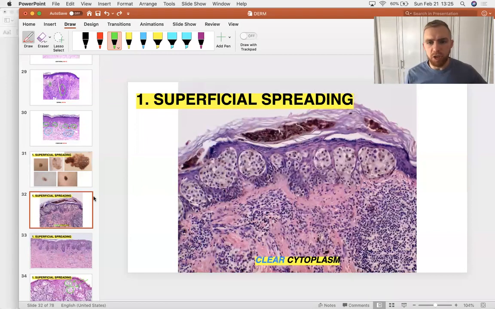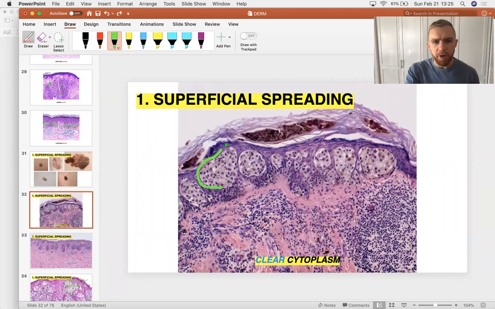So what do you see inside a melanoma? You see nests of melanocytes, and recall that melanocytes are relatively clear inside their cytoplasm. You can sometimes see the granules within their cytoplasm stain for some dense pigment, but normally their cytoplasms are pretty transparent.